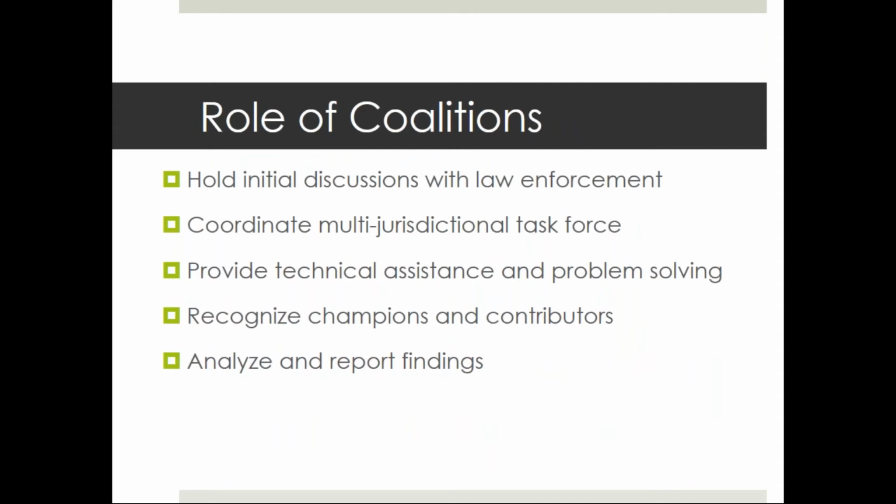So I want to talk for a moment about the role of coalitions, kind of what we have done. I don't know how many of you are actual sworn law enforcement, or within a law enforcement department. But if you are a coalition member, a community member, some of the things that we felt were very helpful in our involvement were to hold those initial discussions with law enforcement and keep that open-ended, not just arriving on their doorstep saying, here's a packaged program that we're ready for you to implement. Go ahead, aren't you going to do it?